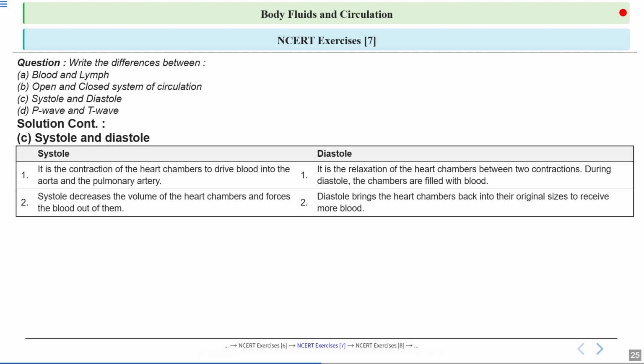Now again, systole decreases the volume of the heart chambers and forces the blood out of them, and diastole brings the heart chambers back into original size to receive more blood. Okay, let's continue with the answer.